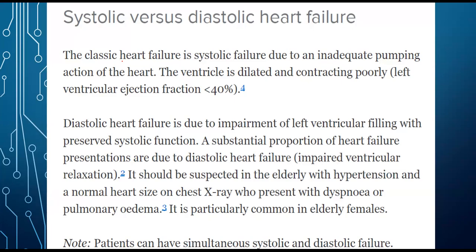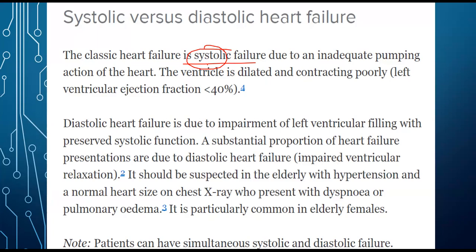The classic heart failure is systolic failure because of inadequate pumping of the heart. So that's the classic one or commonest one, systolic heart failure, where the heart is not able to pump the blood. When the heart is not able to pump the blood, what happens? The ventricle gets dilated and it contracts poorly.